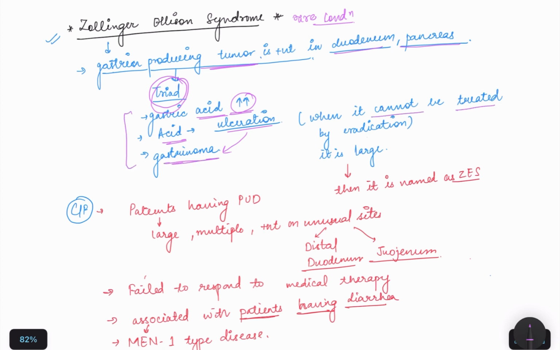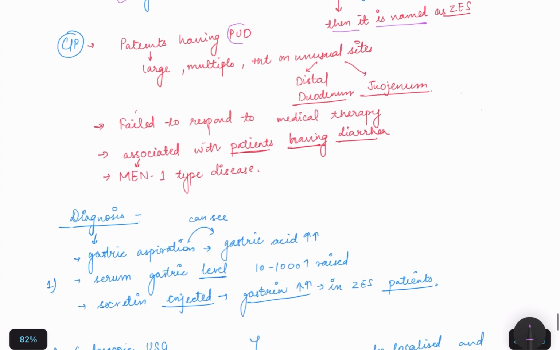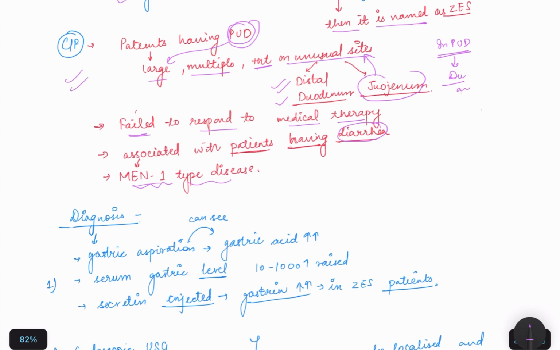When it cannot be eradicated or treated by PPIs or any therapy, and if it is large, then it is named Zollinger-Ellison syndrome. So, what are the clinical features in these cases? Patients have peptic ulcer disease in which the tumor is large, and the ulceration is large, multiple, and present at unusual sites. In normal cases of PUD, it is present in the duodenum or antrum, but if it is present in the distal duodenum or jejunum, it is considered an unusual site. And if it fails to respond to medical therapy and the patients have diarrhea or MEN type 1 disease, these are the clinical features.